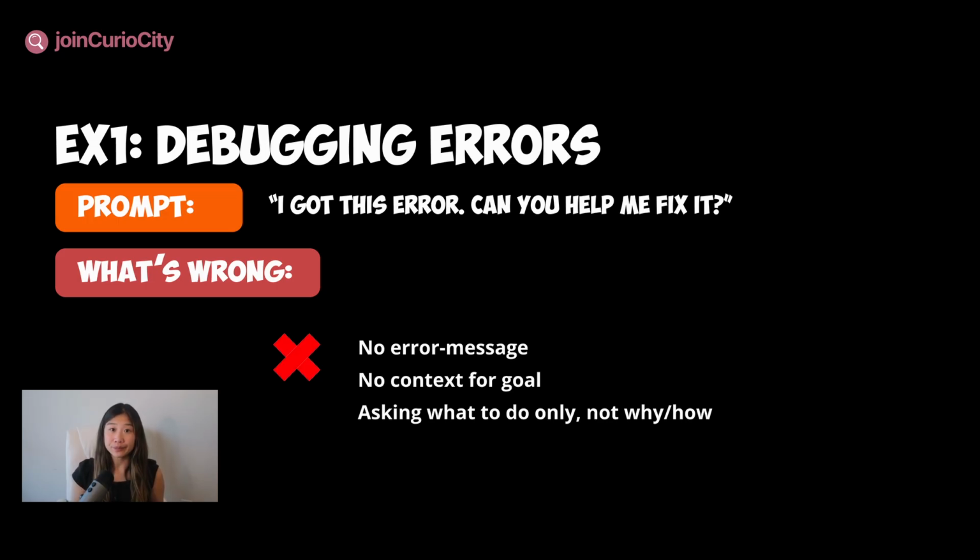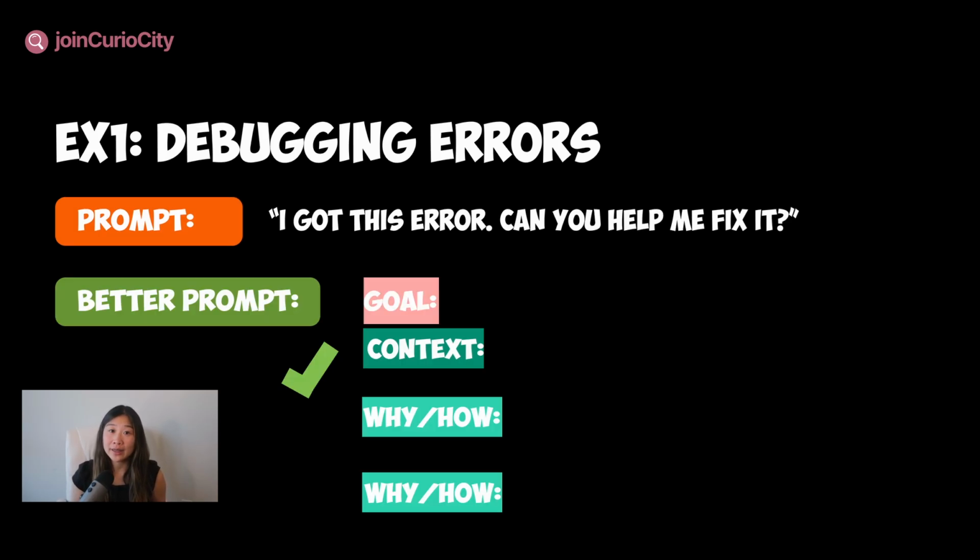In the first example, we'll walk you through the process of debugging. A weak prompt might look like, I got this error, can you help me fix it? I encourage you to pause for a moment and consider why this prompt might be weak. It's weak because it's missing key context and doesn't provide the error message or any context about what you're trying to do. It only asks what to fix without asking how or why.